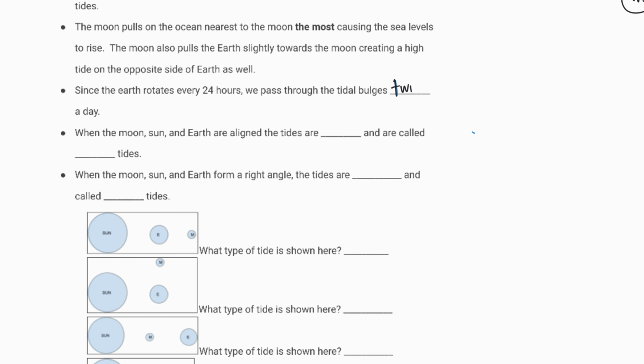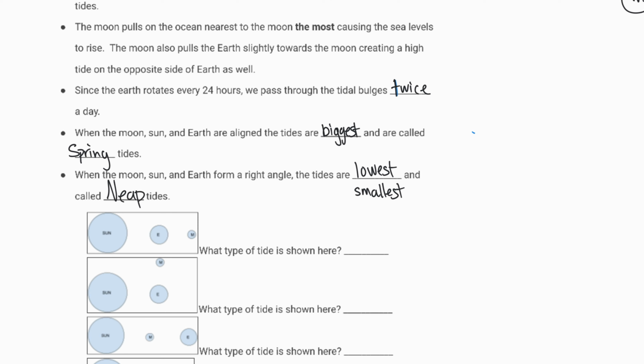And when the moon, the sun, and the Earth are aligned, the tides are the biggest, and we call these spring tides. They actually happen twice a month, every single month. They're not only in the spring, it's just the name, spring tides. When the moon, the sun, and the Earth form a right angle, the tides are the lowest. You could think of this as the smallest, either one's fine. And we call these neap tides.